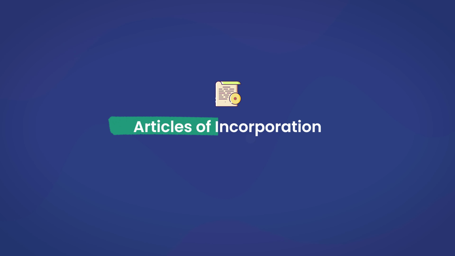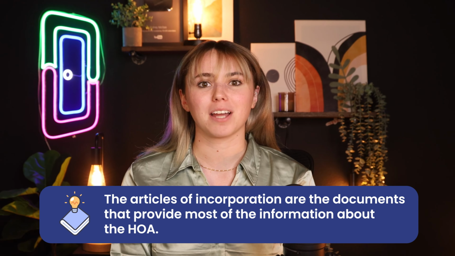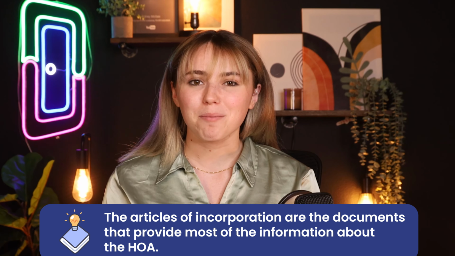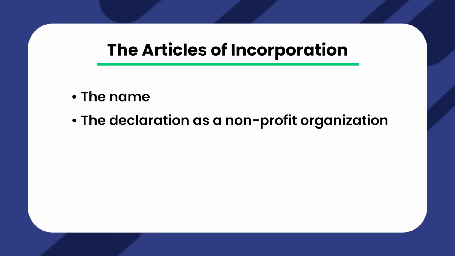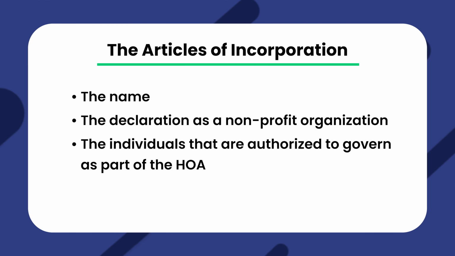Third are the Articles of Incorporation. In an HOA, the Articles of Incorporation are the documents that provide most of the information of the HOA. Some of the information contained in an HOA's Articles of Incorporation includes the name, the declaration as a nonprofit organization, and the individuals that are authorized to govern as part of the HOA.